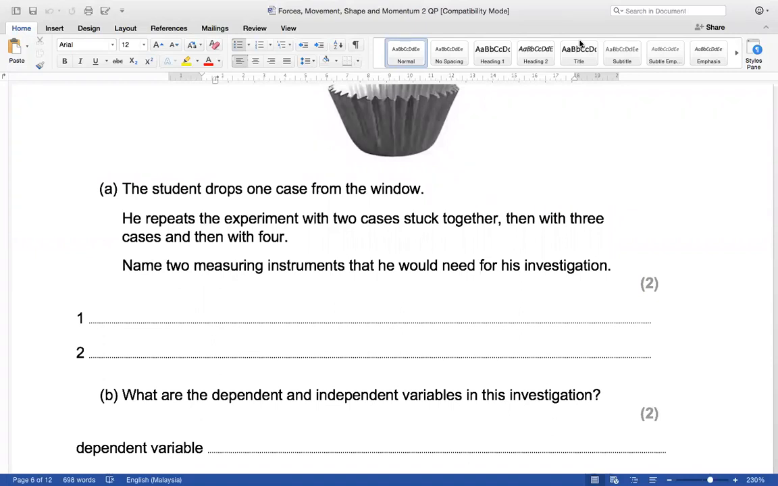And then you also want to measure the mass of the cups. The balance. A ruler also can. Yeah, you can use a balance. But here it says 2, so any 2. So a stopwatch, a ruler or measuring tape, and then a weighing balance to measure the mass of the cups.